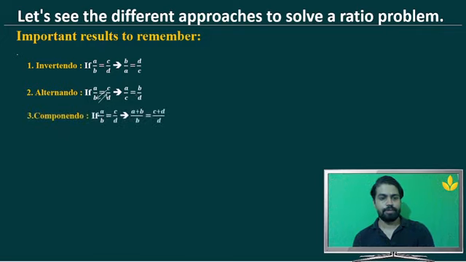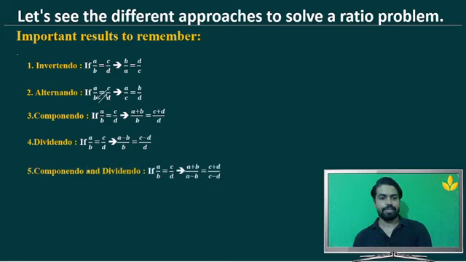Next, if A by B is equal to C by D, I can add the denominator to the numerator, and I can say A plus B by B is equal to C plus D by D. Also, I can subtract the denominator from the numerator, and that's called dividendo. And finally, the combination of these is componendo and dividendo. If A by B is equal to C by D, I can also say A plus B by A minus B will be equal to C plus D by C minus D.